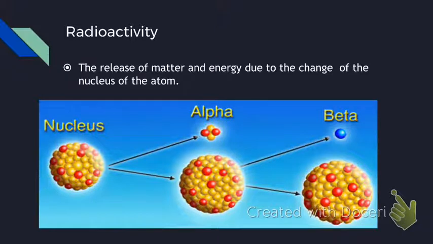So what is radioactivity? Radioactivity is the release of matter and energy due to the change of the nucleus of the atom. So here we have the nucleus, and the nucleus releases particles, and the reason why they're releasing matter and energy is because they want to be stable. And so right now they're unstable, and so they have radioactivity. They're trying to release particles from the nucleus so that they can be more stable. They can get to that 1-to-1 proton to neutron ratio.